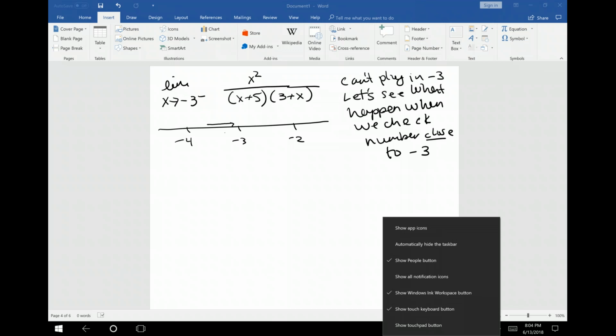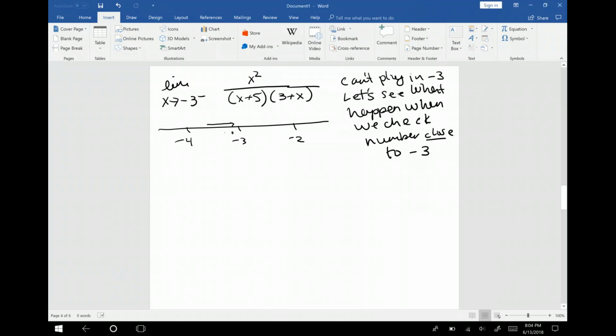A number that would be close to -3, on the left of -3, would be -3.5, then -3.4, -3.3, -3.2, -3.1. We could even get closer. We could do -3.01 or -3.001, and we can just keep getting as close as we want. Let's see what happens when we plug in one of those numbers, and maybe we can do it more than one time too.